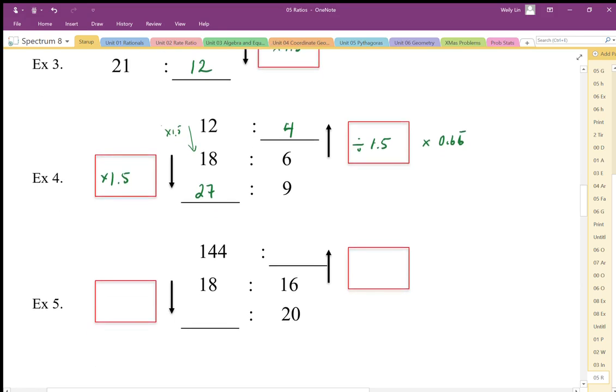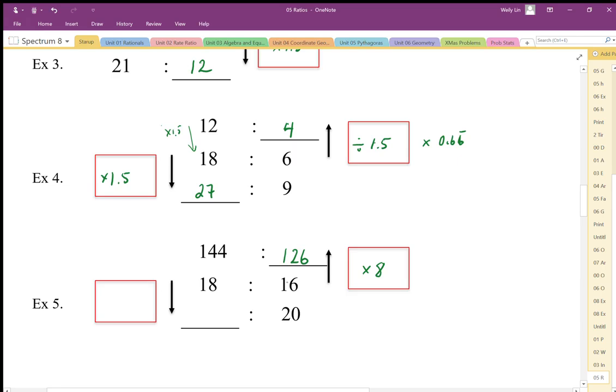Okay, so same thing here. I want to divide 144 divided by 18. That looks like it is 8. Okay, so we have times 8 multiplier. Okay, 16 times 8, that works out to be 126. Okay, so 144 to 126 is the same as 18 to 16.